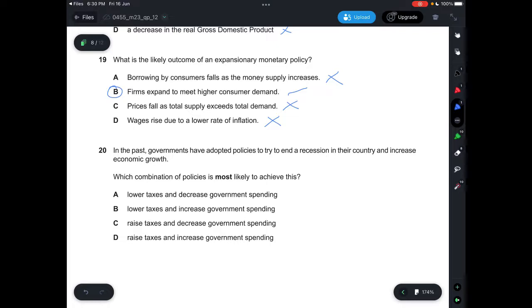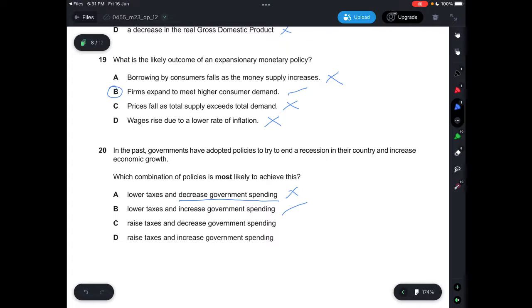And which combination of policies is most likely to achieve this? Okay, so A, it says lower taxes and decrease government spending. If you were to decrease your government spending, your AD curve will shift to the left, which will result in an even worse recession. So A is not correct. B, it says lower taxes and increase government spending, which would help to increase AD. So yep, it will move the economy out of recession.